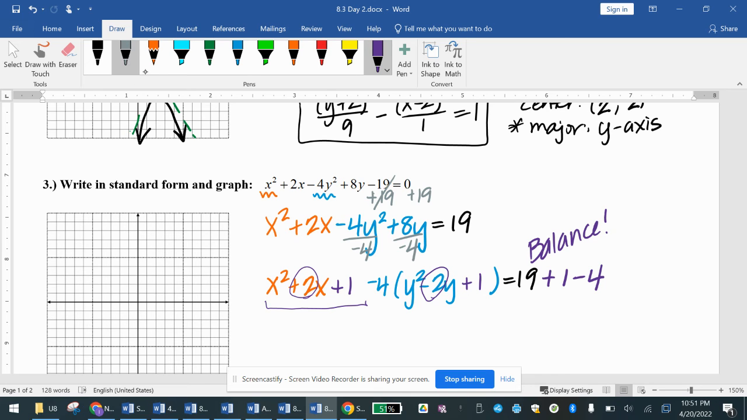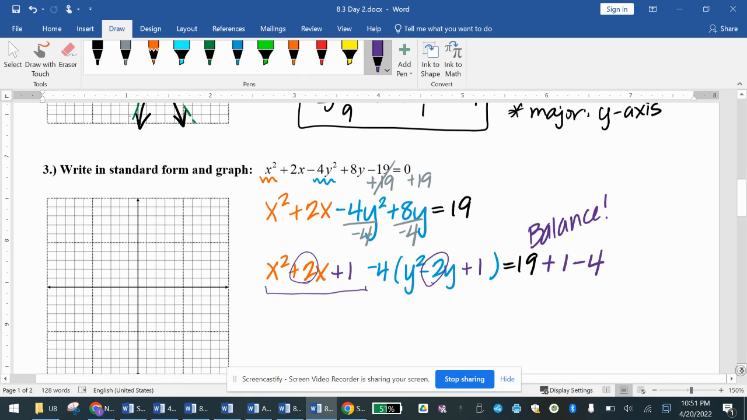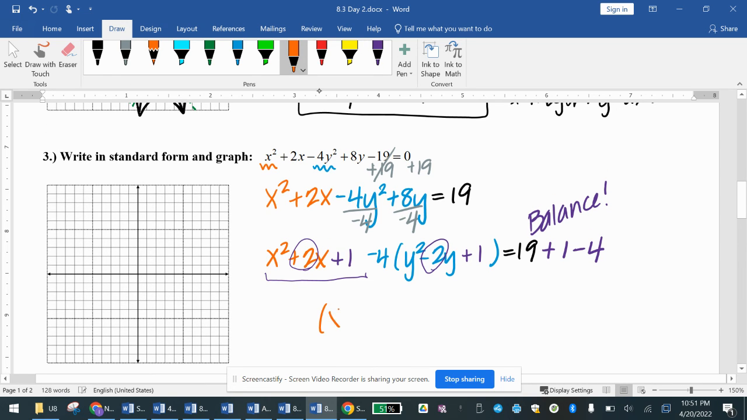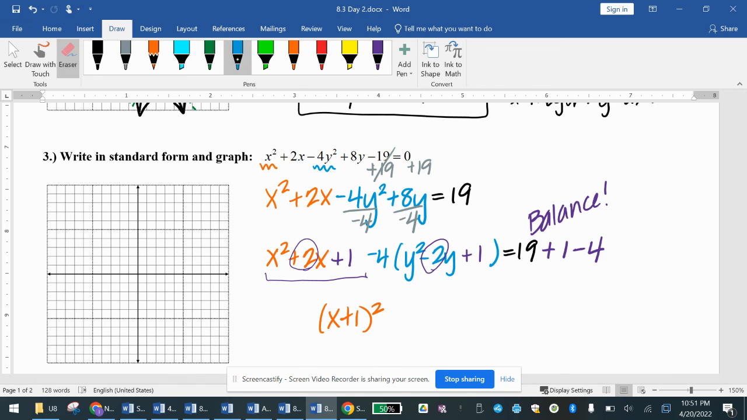Okay, so now I'm just going to factor. So this is x plus 1 quantity squared. Watch your signs. Whatever half of b is, that's what goes in the factored form. Right? So here I have the -4, and then half of -2 is -1.